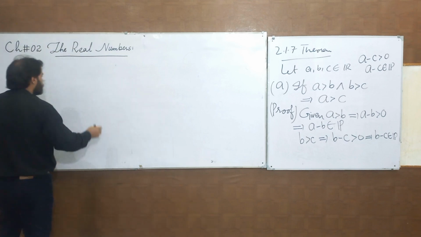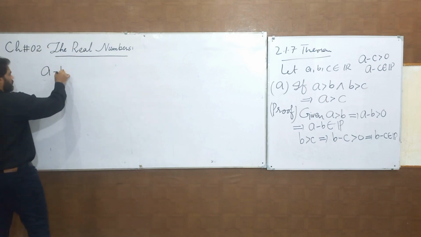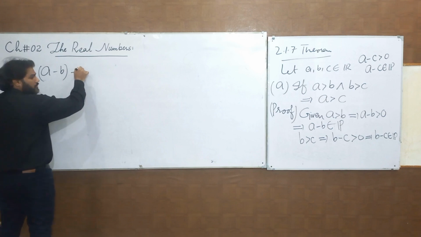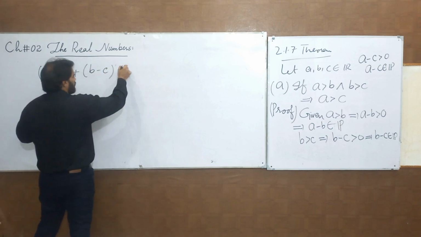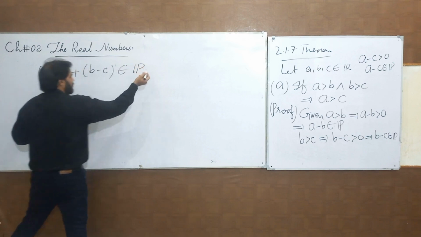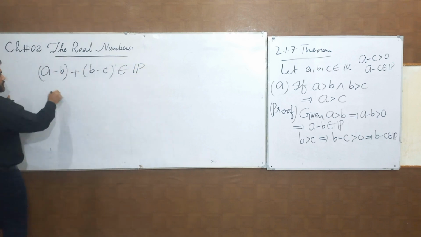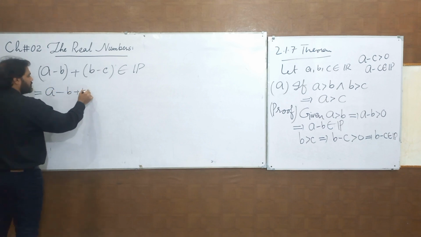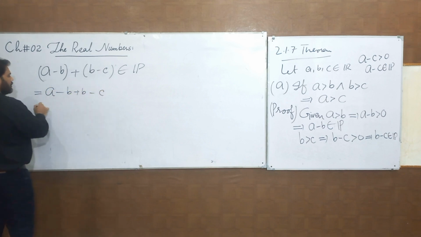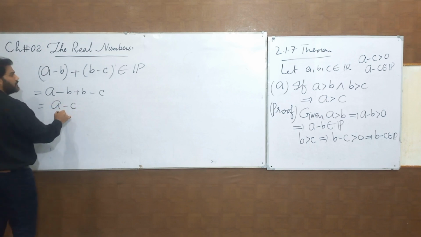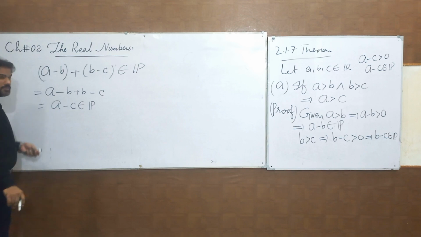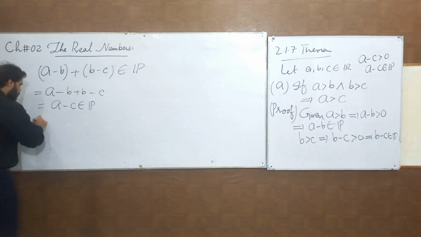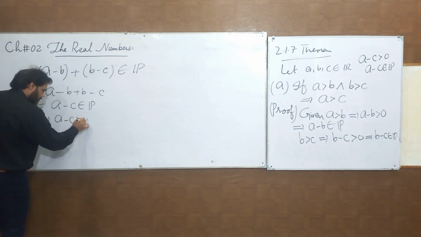Their sum, A minus B plus B minus C, also belongs to P because P is closed under addition. This is equal to A minus C, which belongs to P. This shows that A minus C is greater than 0.